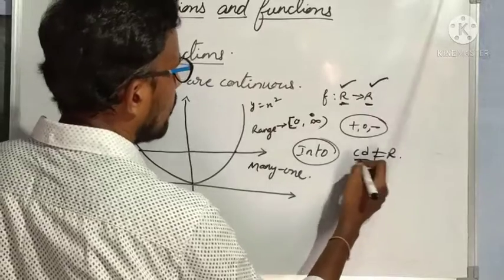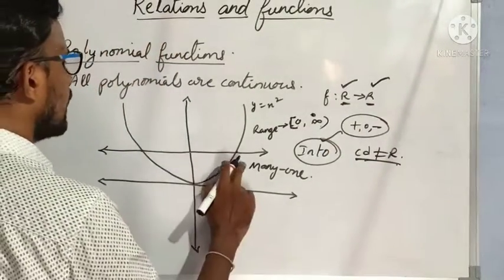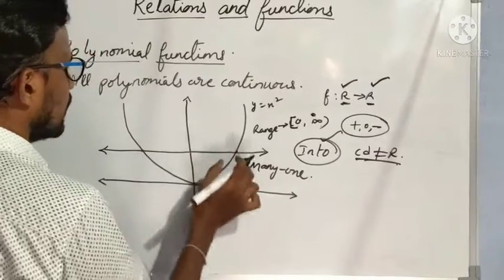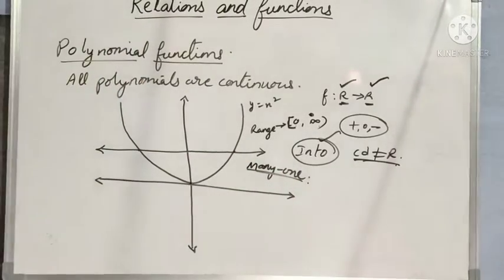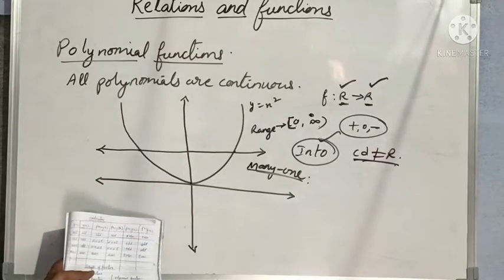codomain is not equal to range. So this function is an into function, and when we draw a horizontal line, we are getting two intersecting points, so this is a many-one function. Yes, I have given every detail about this function.